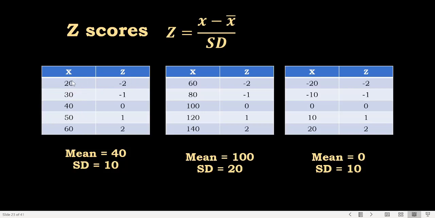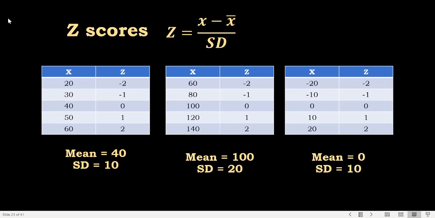For 20, the score is -2. Why? Because we do 20, which is the value of interest in this case, minus 40, which is the mean, and that is -20. And then -20 is divided by the standard deviation, which is 10. So -20 divided by 10 is -2, and that is a z-score. With z-scores, what we can generate is a standard normal distribution. Why is it called standard? Because when we divide by the standard deviation of something, then those values are called standardized scores.